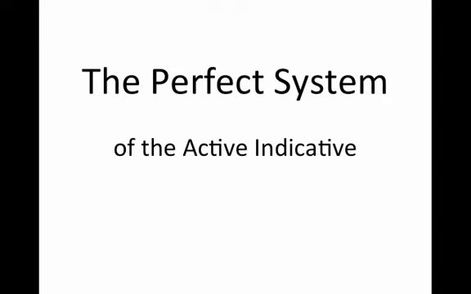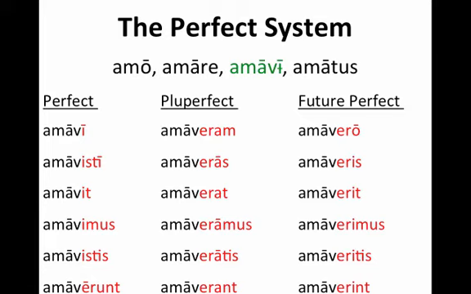The perfect system of the active indicative consists of three tenses, and those tenses are the perfect, the pluperfect, and the future perfect. And they're grouped together because all three of these tenses get their root from the same principal part of the verb. For the perfect system, we're going to go to the third principal part of the verb, drop off the i, and that gives you the stem for these three tenses.